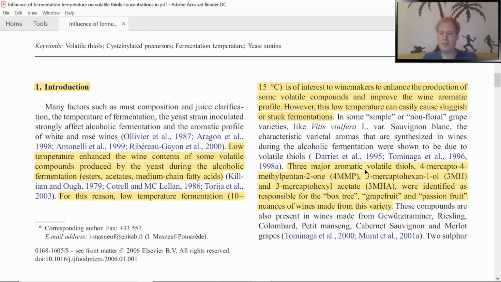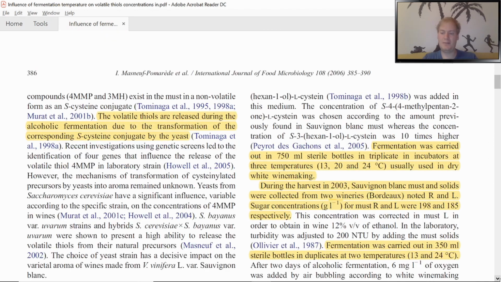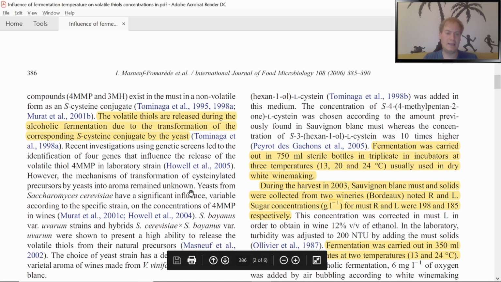Three major aromatic volatiles, 4-MMP, 3-MH, 3-MHA, were identified as responsible for the box tree, grapefruit and passion fruit nuances of wines made from this variety. And of course, these volatile thiols are also found in other varieties, including Gewürztraminer, Riesling, Colombard, Petit Manseng, Cabernet Sauvignon, Merlot, just to mention a few. Of course, you also find them in so-called non-aromatic wines like Melon de Bourgogne or Pinot Grigio, for instance.